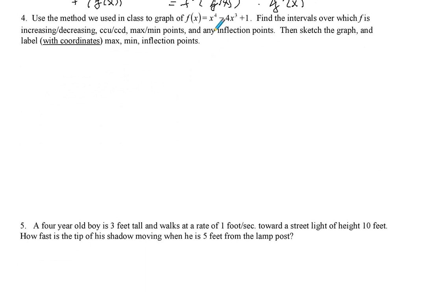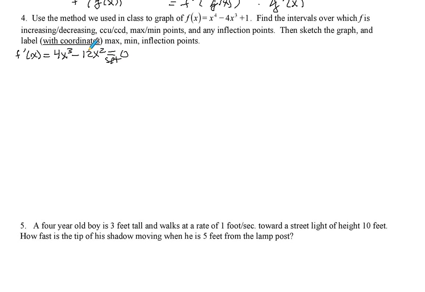And next up, we're doing some graphing with a polynomial here, x to the fourth minus 4x cubed plus 1. So we're doing increase, decrease, concave up, concave down, max, min, and inflection, and sketch the graph. So first of all, we need our critical numbers. So we need to find f prime and set it equal to 0. So f prime of x is going to be derivative of x to the fourth is 4x cubed minus derivative of 4x cubed is 12x squared, and derivative of 1 is 0. So there's our f prime, and we set that equal to 0 to find our critical numbers.